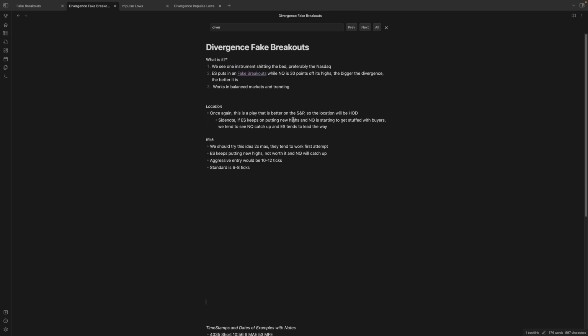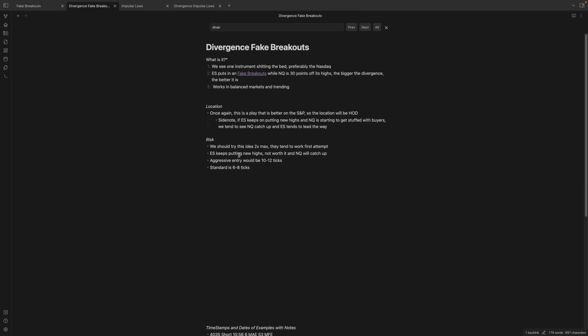The location for this trade for me tends to be a new high of day put in or something like that. A side note: if ES keeps on putting in new highs and NQ is starting to get filled with buyers, we tend to see NQ catch up and ES will continue to lead the way. I'm still recording clips for this and determining when to stop trying to trade the divergence. Something I've noticed is once ES puts in a new high twice, the idea slowly fades away, and this is where market profile comes into play. You look at where the market is trading and look at the structure.